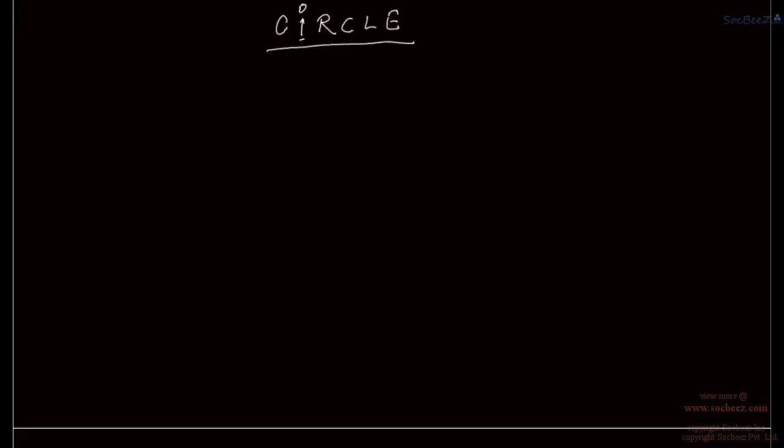So let us first have a review of circle. So what is a circle? In coordinate geometry, we write an algebraic equation which will express the circle, right? So let us have an idea what is circle. So circle is a locus of a point.